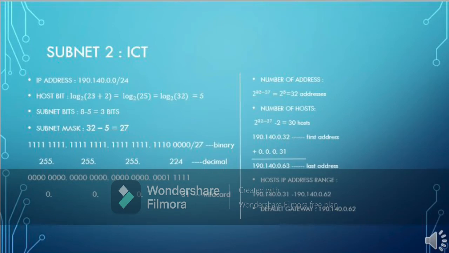Then we can get the first address, and to get the last address we add the wildcard using the OR operation. So the host IP address range is from 190.140.0.31 until 190.140.0.62. The default gateway is 190.140.0.2, which is from the last IP address in the range.